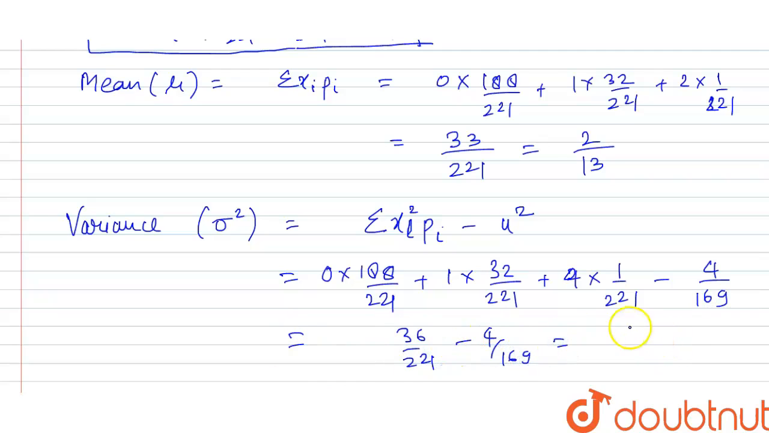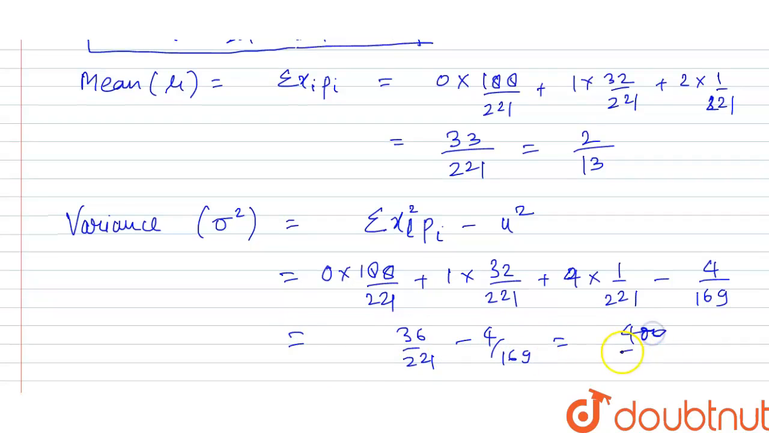On further solving, taking the LCM, we get 400 upon 2873. This is our variance, from which we get the standard deviation, and this is our mean. I hope you understand this.